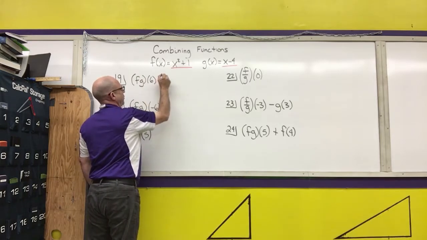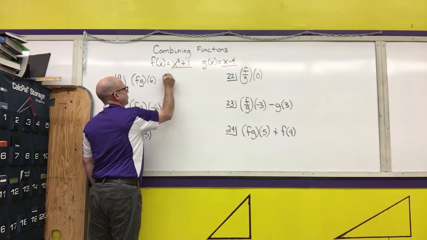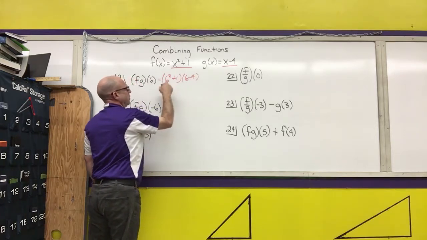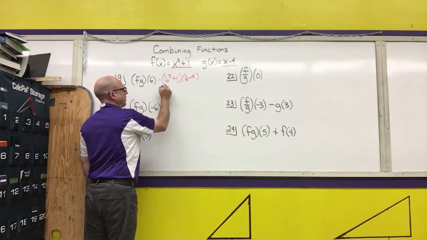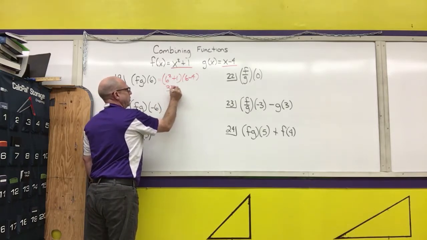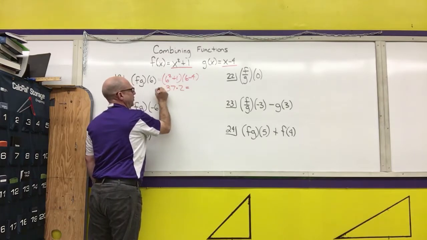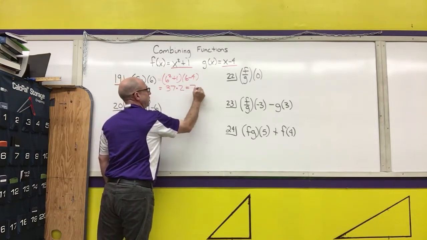So that tells me to take the product of these two individual functions where 6 is replacing x. So I want to find the product of 6 squared plus 1 times 6 minus 4. 36 plus 1 is 37. 6 minus 4 is 2. And the answer would be 74.